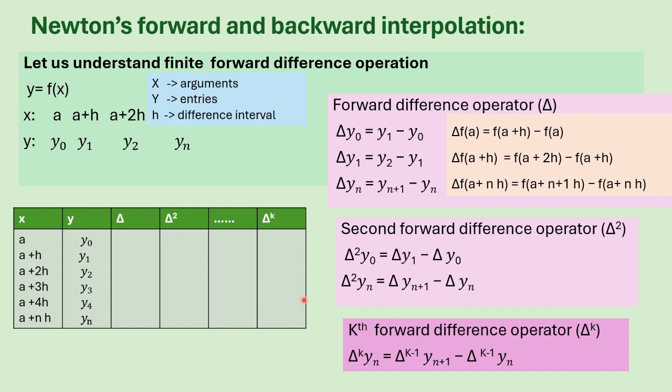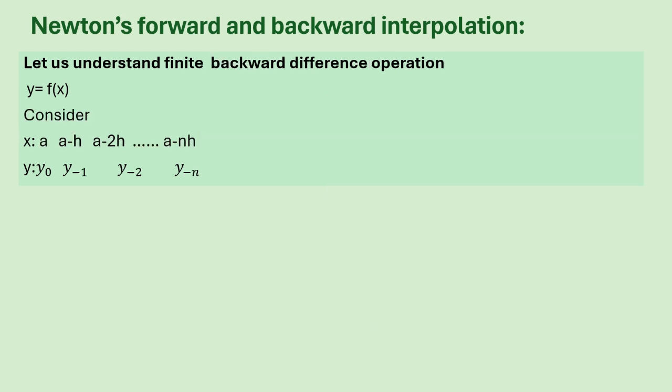Now let's understand the backward difference operation. Here we take y = f(x). Now the values of x are a minus h, a minus 2h, a minus nh, etc. So here we see the decrease in the value. That means it is going backward at equal intervals.